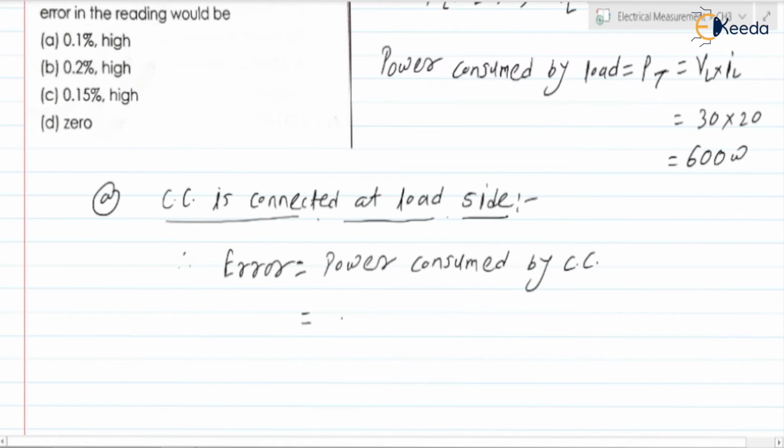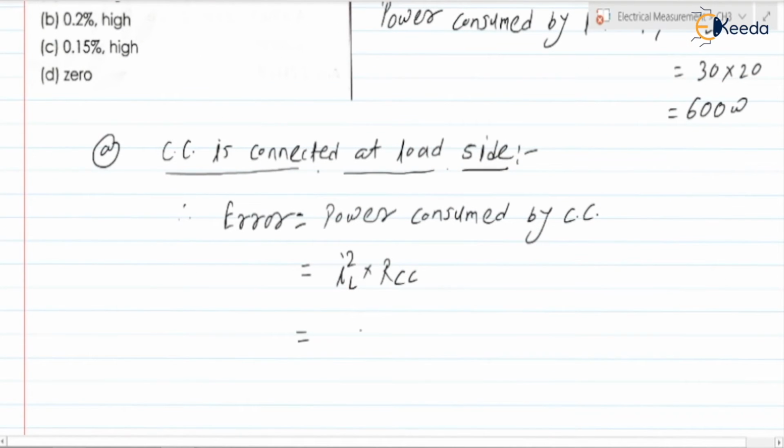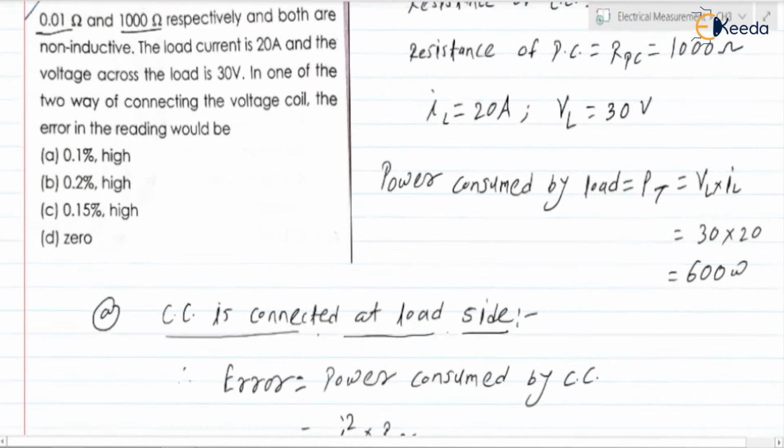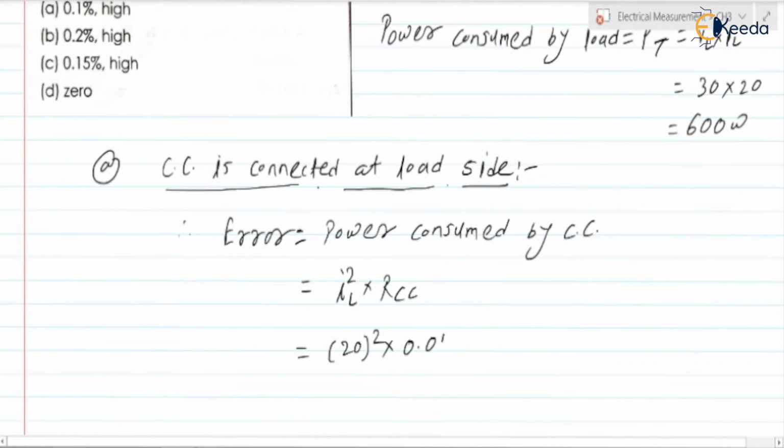So the power consumed by the current coil is equal to IL square into RCC. IL is 20, so it is 20 square into RCC. RCC is given as 0.01 ohm. So it is 400 into 0.01, which is 4 watt. This is the error.